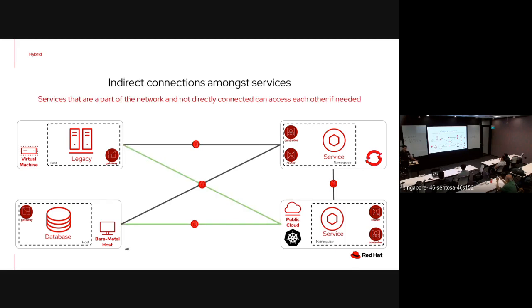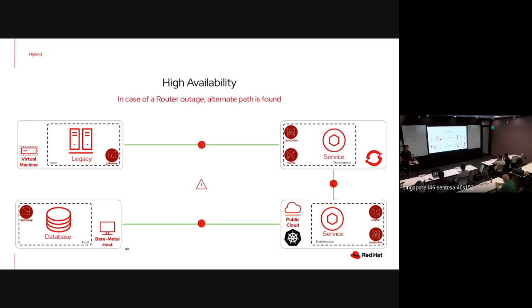So you can also have indirect connections among the services. It doesn't have to follow a certain or definite path. You can have indirect connections between the different services and components. And another thing that I was showcasing in the demo: high availability.